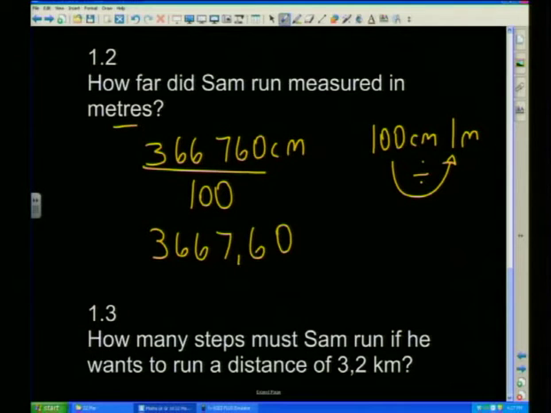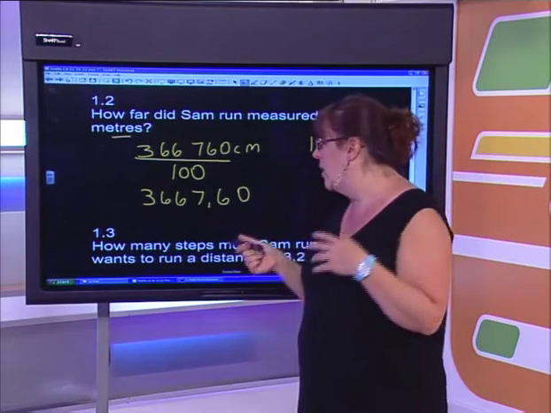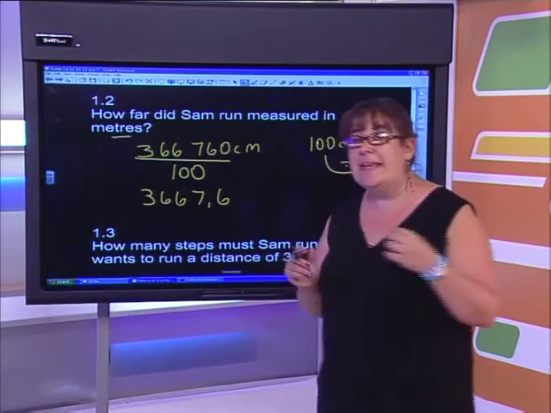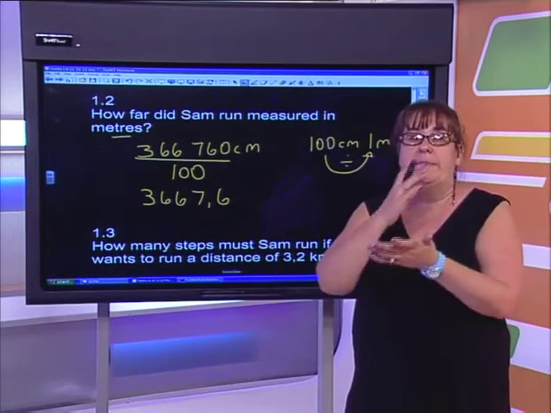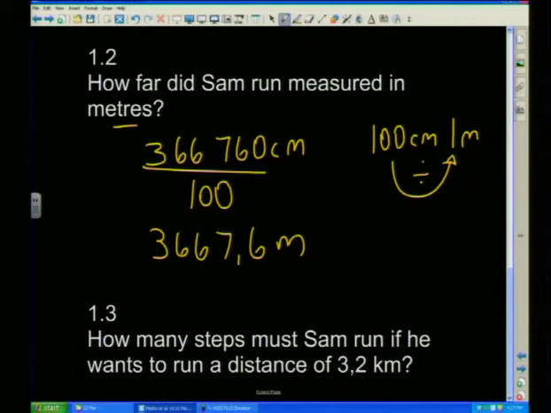3,667.6. Now, do I need that zero? It is quite an important question that often comes up in my classes. I only need it if I need 2 decimal places and if I'm dealing with money. So I don't need that zero, and I've got that many meters: 3,667.6 meters.